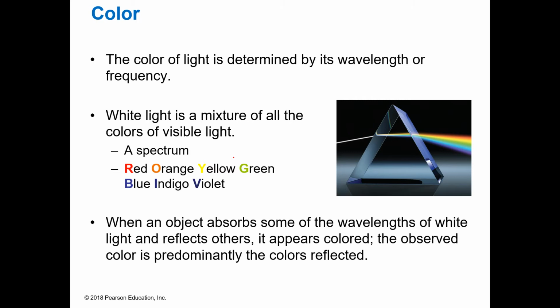White light is a mixture of all the colors of the visible spectrum. So the colors of the visible spectrum are red, orange, yellow, green, blue, indigo, and violet. When an object absorbs some of the wavelengths of white light, I want you to see that here. You see this white light? It's like a laser white light that's hitting this prism. It will reflect that light and show different colors. And it happens at certain wavelengths and certain frequencies. So you see here we have a reflection of our visible spectrum, of those 7 colors.